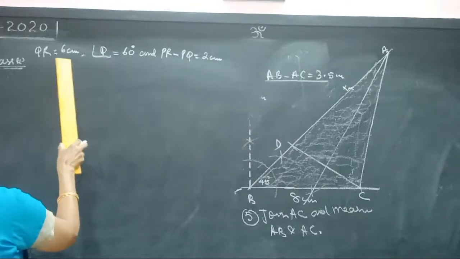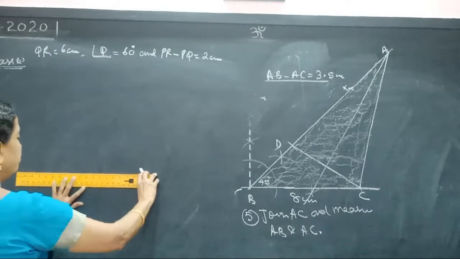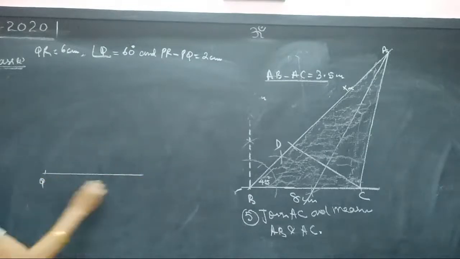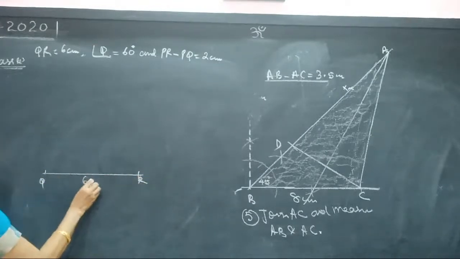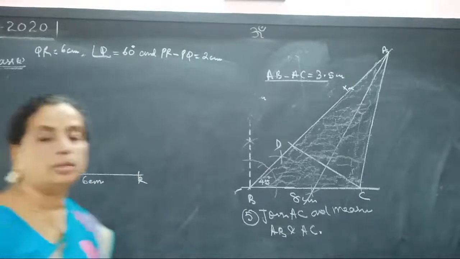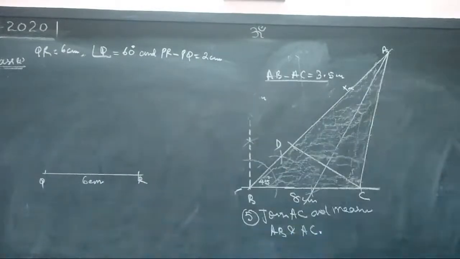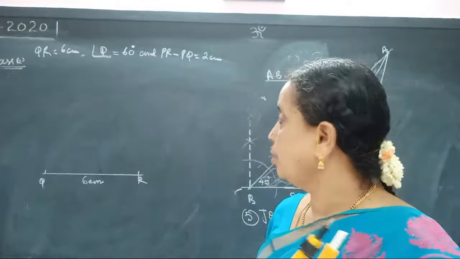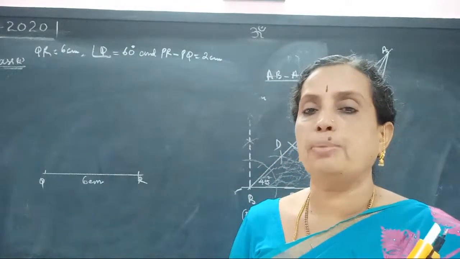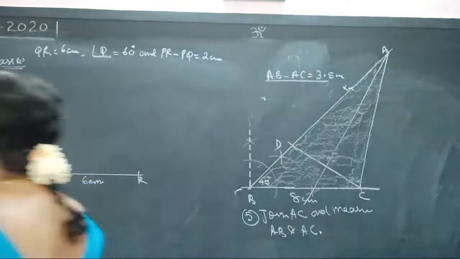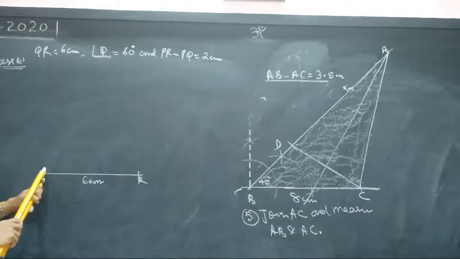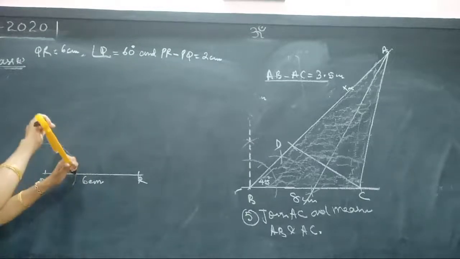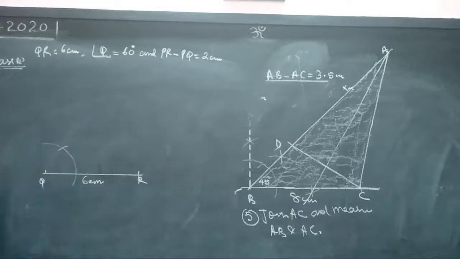QR measurement is 6 centimeter. Using scale and pencil, take 6 centimeter. Write down 6 centimeter. Now the base angle is 60 degree. So construct 60 degree without using protractor, using only ruler and compass. From here you draw with a convenient radius, and if you cut off, that will be 60 degree. Clear?